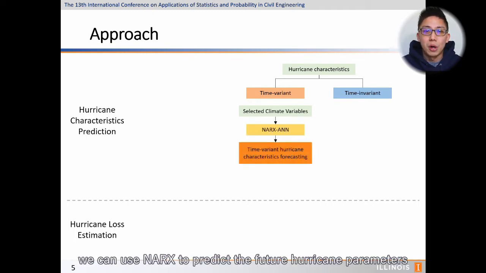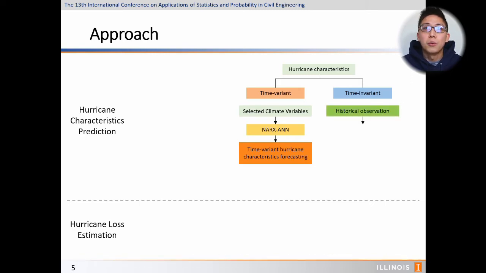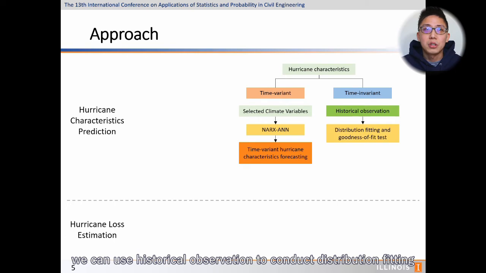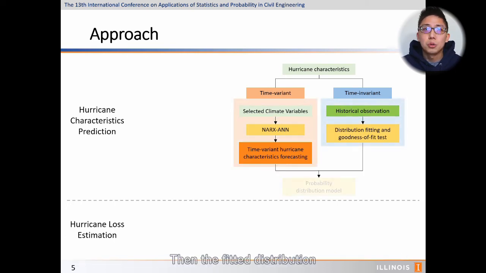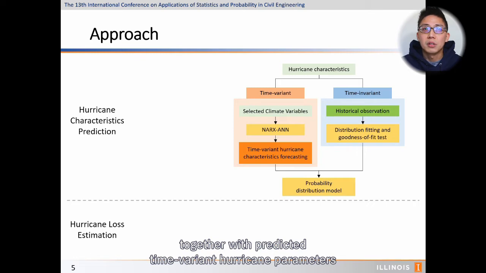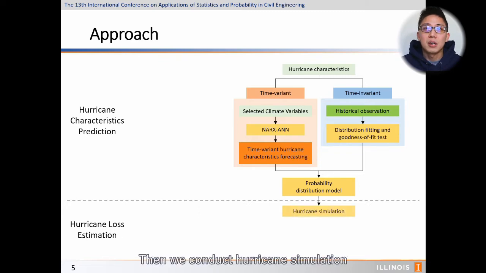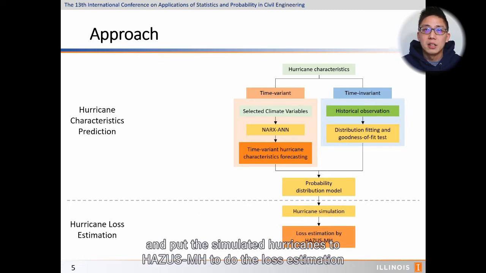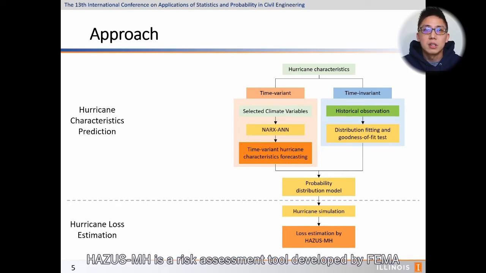And once the relation between climate variables and the hurricane parameter is found, we can use NARX to predict the future hurricane parameters. On the other hand, for time-invariant hurricane parameters, we can use historical observation to conduct distribution fitting. Then the fitted distribution together with predicted time-variant hurricane parameters, we can build the distribution model for hurricane simulation. Then we conduct hurricane simulation and put the simulated hurricanes to Hazus multi-hazard to do the loss estimation. The Hazus multi-hazard is a risk assessment tool developed by FEMA.